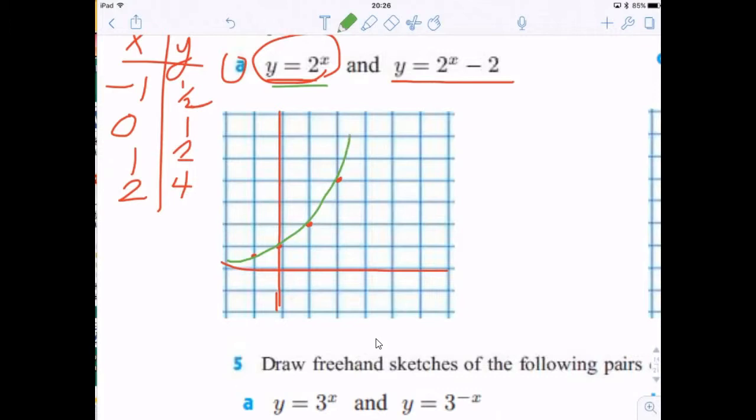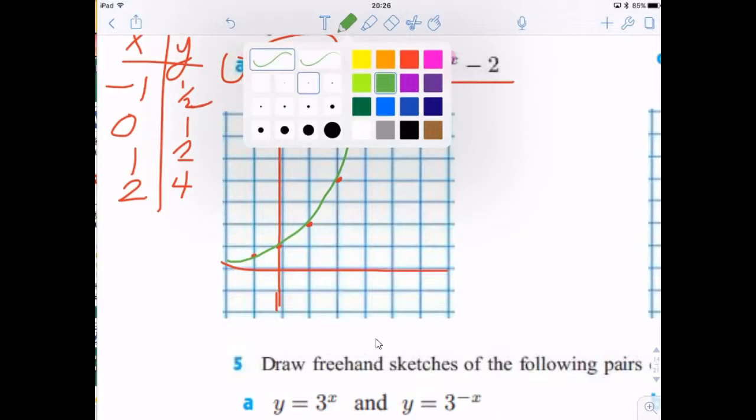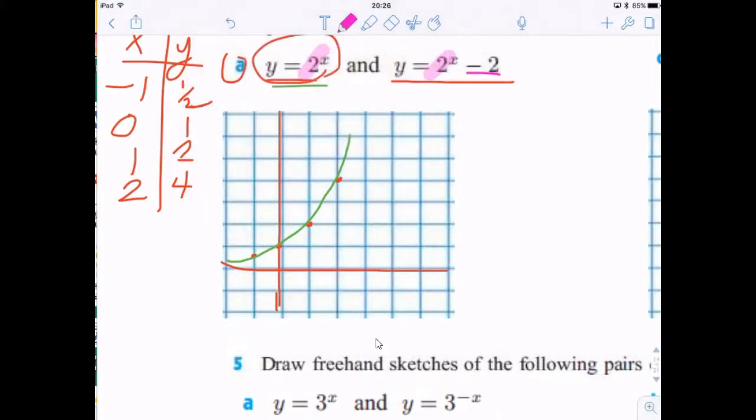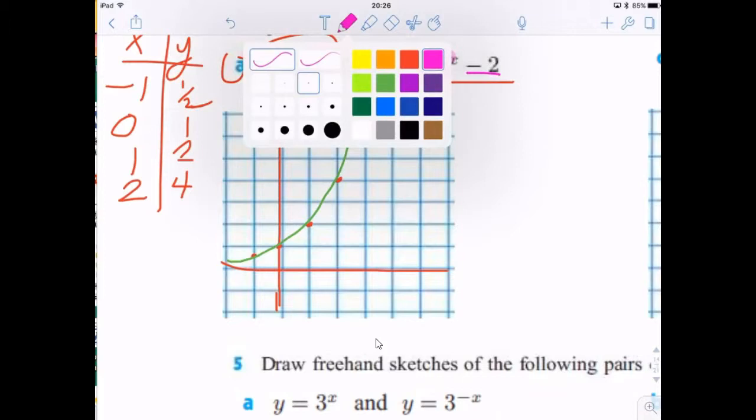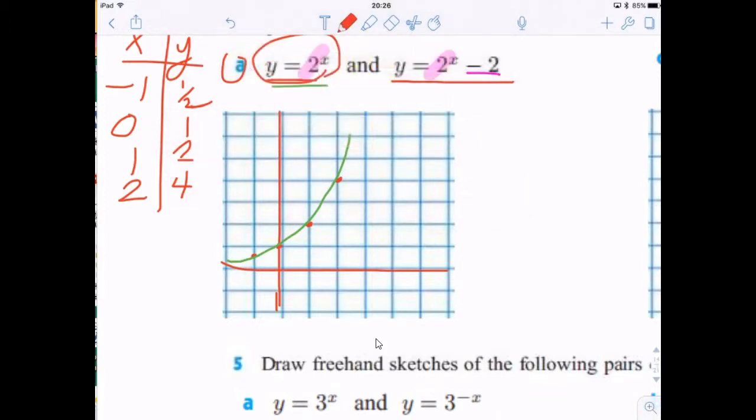Okay? And then we have the other function, which is basically the parent function, and then it has -2 at the end. So how does this -2 affect it? If you remember from the investigation, putting a plus c value here shifts the whole thing up and down. But if you don't trust me, you can build out a table just like we did there, except now it's going to be adjusted by -2.